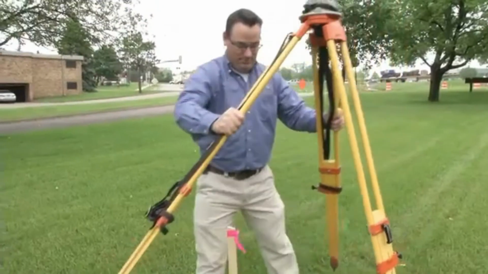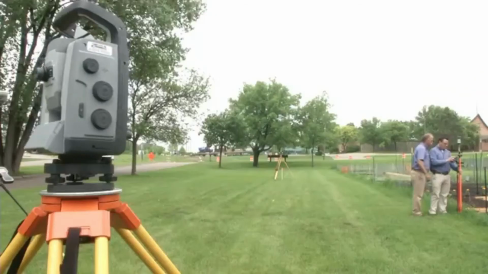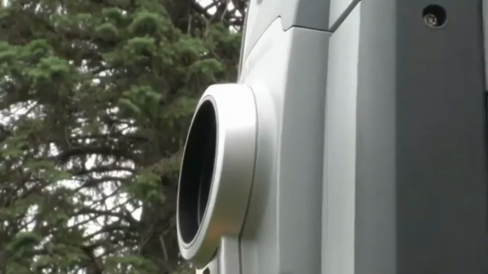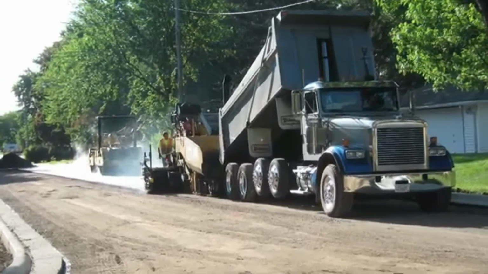In locating the structure, we are going to use the principles of surveying. We have surveying for highways and surveying for buildings. First, we are going to discuss surveying for highways. The first and most important part of laying out a highway is to find the correct direction. The plans show the exact location of the highway to be built in relation to these landmarks or features. The surveyor does this by finding existing highways, trees, survey stakes already set, and other landmarks on the plan.